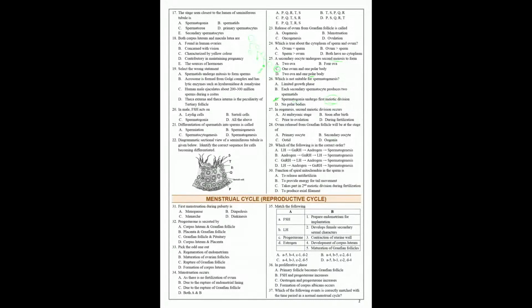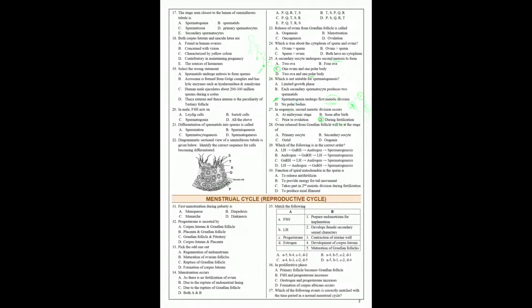Now, in oogenesis, second meiotic division occurs prior to ovulation? No. Soon after birth? No. During fertilization? Yes. As soon as the sperm touches the ovum, I mean the secondary oocyte, it will complete its second meiotic division. They will produce one more polar body and the definitive ovum. After that the sperm material will enter and they will fertilize and form the zygote. This is the zona pellucida, the zygote will be there, then the zygote will divide into two and so on. So this is the correct answer, during fertilization.